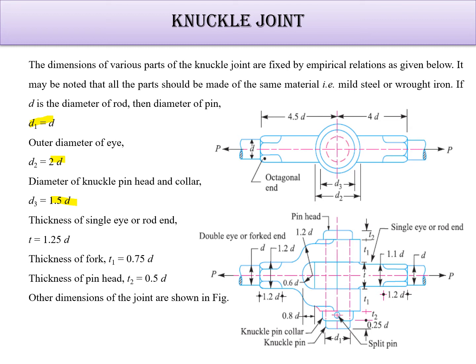This is d1, the pin diameter. This is d2, the single eye. This part is the single eye, and this is our double eye. It has two round circles, that's why it is known as a double eye, that is a fork, and it has a single round, that is a single eye. So these dimensions are given to us. This is the rod diameter d, and this is d1. Both diameters are the same, and based on that d2 and d3 are defined here. I think this part is clear now.